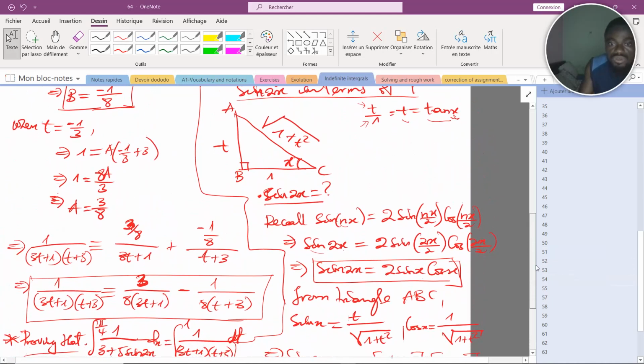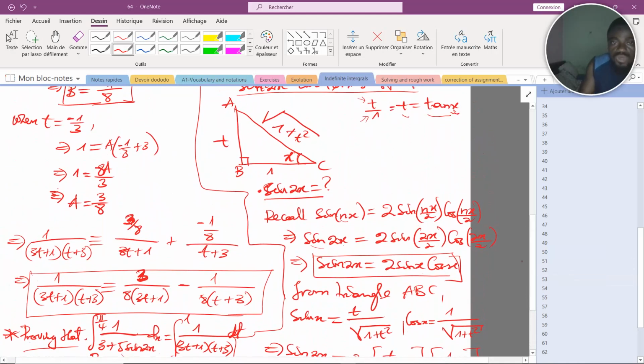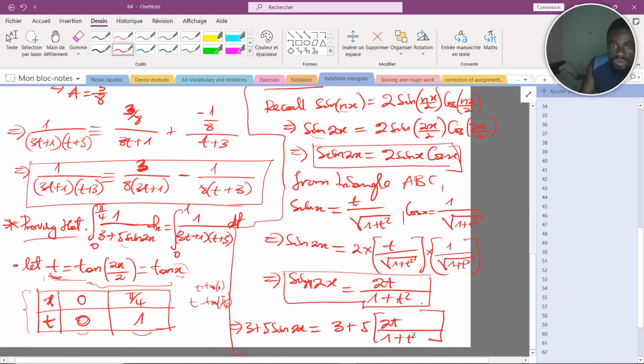Now, from the triangle, you see that sine x will be equal to what? Sine x is opposite over hypotenuse, so we're going to have t over root of 1 plus t squared. Cos x will be adjacent over hypotenuse, which gives 1 over the square root of 1 plus t squared. Is that okay? Now we substitute this sine x and cos x in this expression, so we have sine 2x equal to 2 times t over root 1 plus t squared times 1 over root 1 plus t squared. From there, sine 2x equals 2t over 1 plus t squared.